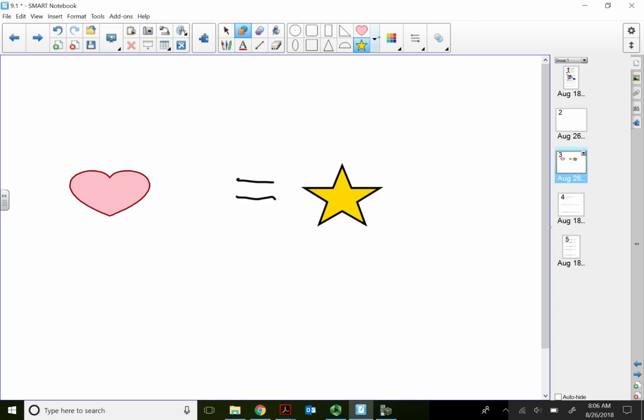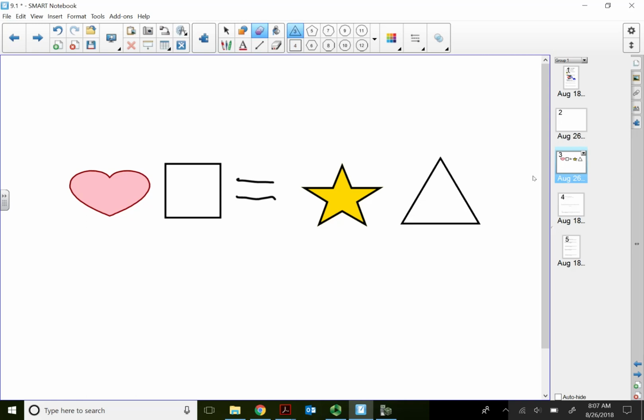Let's see what else I got in here. Let's do some shapes. Let's say I have a square here and a triangle. So now this entire equation consists of 4 objects, 4 terms.